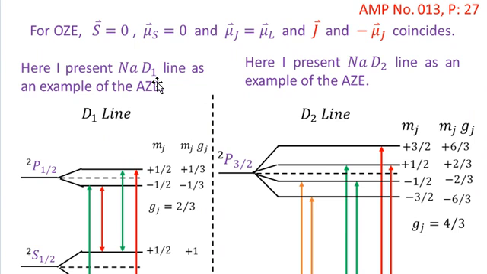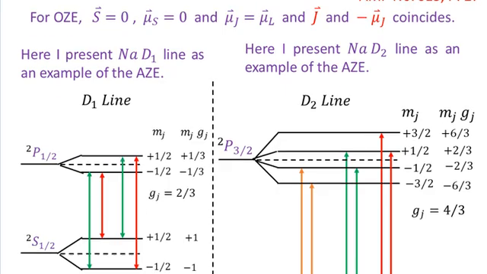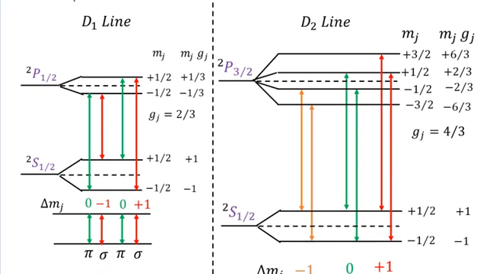Here I present the sodium D1 line as an example of the anomalous Zeeman effect. So let's consider the anomalous Zeeman effect for the case of the sodium D1 line. Before that, we have calculated that the ground state of the sodium atom is 2S 1/2, and the first excited state has two levels. One of the levels is 2P 1/2. So you can see that there are two levels corresponding to S 1/2, because 1/2 is the value of total capital J. So capital J is equal to 1/2.